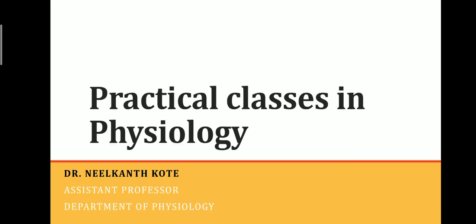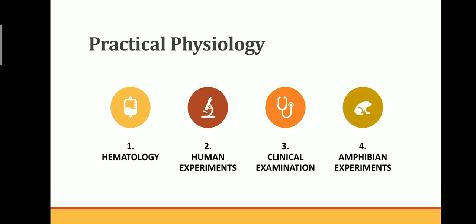Today we are going to learn about the different practical aspects in physiology. Practical physiology has four main divisions or compartments. The first division is hematology, the study of blood and blood components. The second division is human experiments. The third division is clinical examination of different systems, like clinical examination of the respiratory system, cardiovascular system, per abdomen, and central nervous system. And the fourth division is amphibian experiments. Let's look into each division in detail.